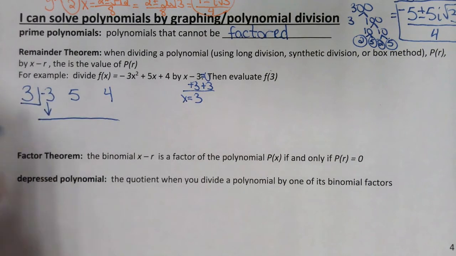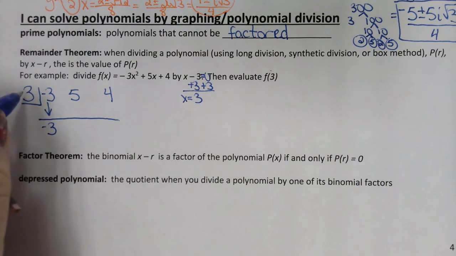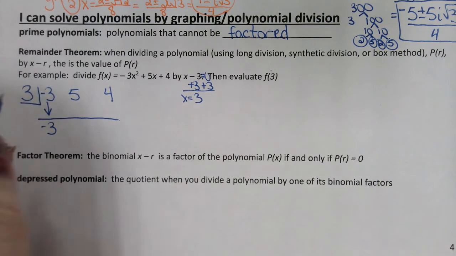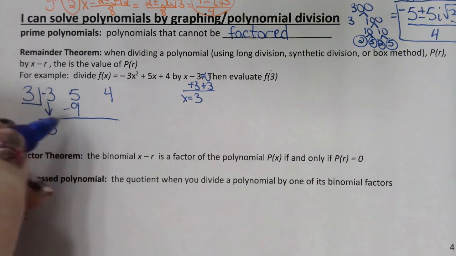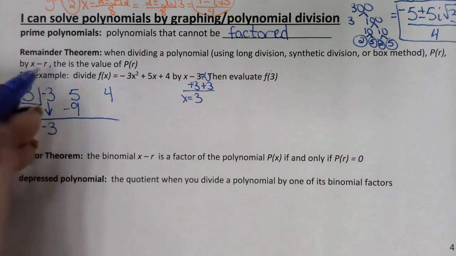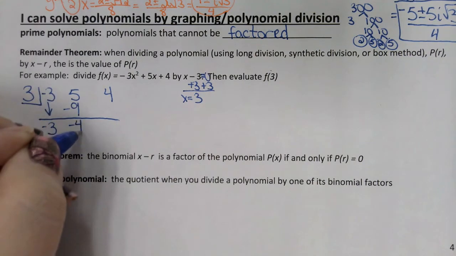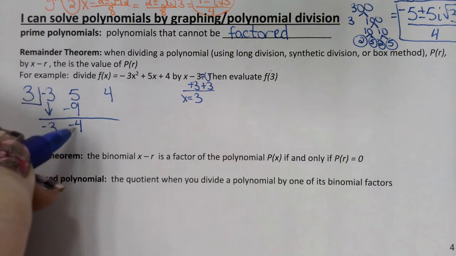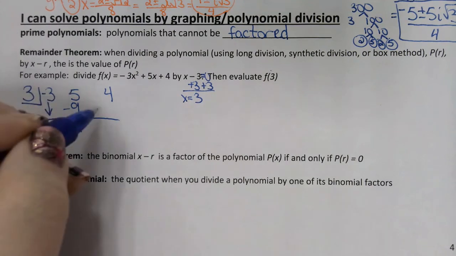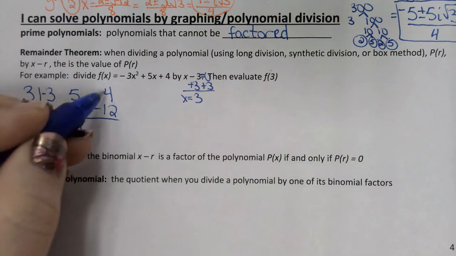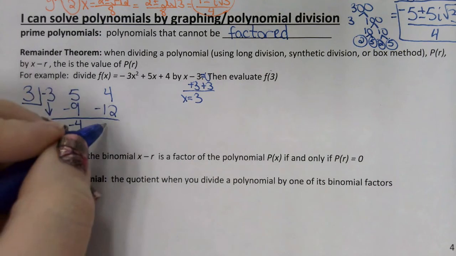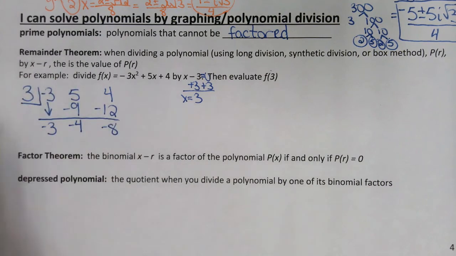Bring down the first one, negative 3, and then multiply by 3. Remember the mantra of synthetic division: follow your mama. So multiply. Negative 3 times 3 gives me negative 9. Then add 5 and negative 9, and we get negative 4. Then we multiply 3 times negative 4, and we get negative 12. And then we add, and we get negative 8.